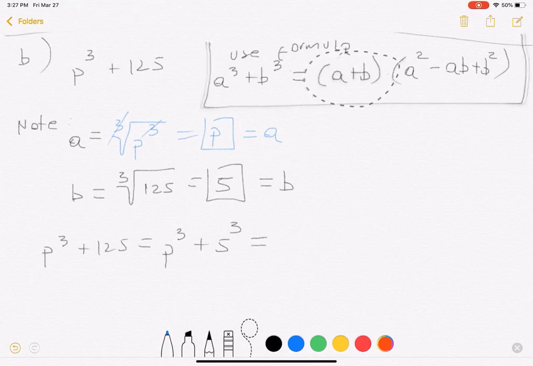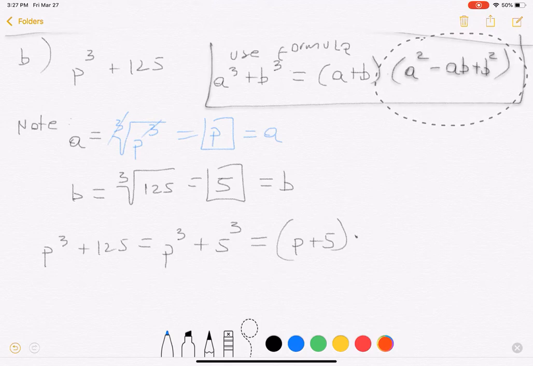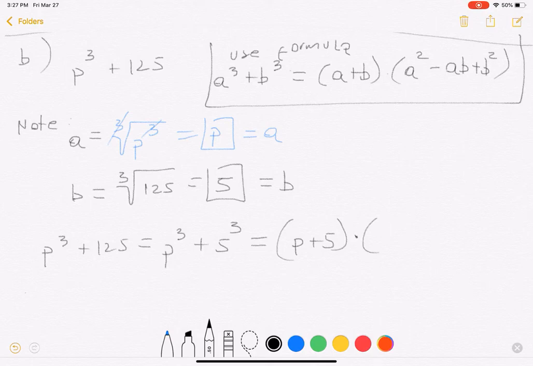First, a plus b. So in our case, we have p plus 5 times, and then we're going to take care of this parenthesis, a squared minus ab plus b squared. So a squared, in our case a is p, so we have p to a second power. That's your a squared. So I'm plugging in right here. That p squared will go right here.